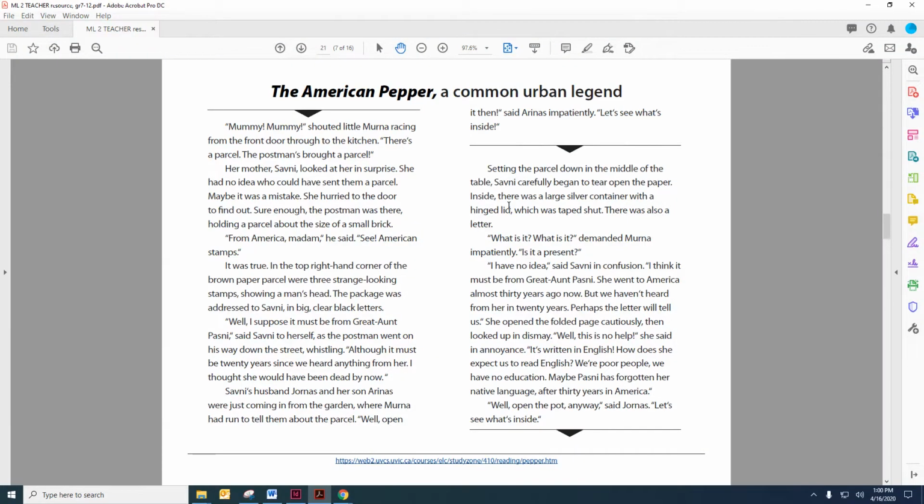Okay. Sure enough, postman was there holding a parcel. From America, madame, he said. See, American stamps. It was true. In the top right corner of the brown paper parcel, there were 3 strange-looking stamps showing a man's head. The package was addressed to Savni, in big, clear black letters. Well, I suppose it must be from Great Aunt Posny, said Savni to herself.